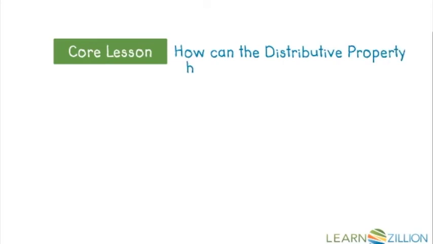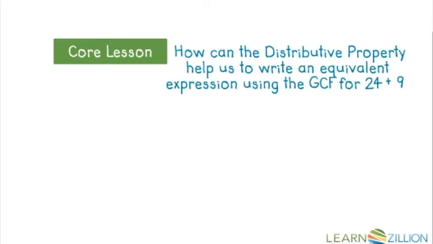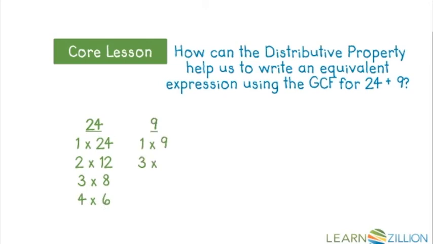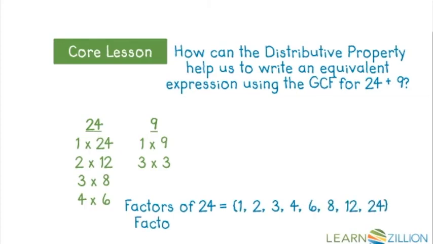So how can the distributive property help us to write an equivalent expression using the greatest common factor for 24 plus 9? Well, I need to list factors for 24, because I have the addends already, and I'm going to list the factors of 9. So I have the factors of 24, and I have the factors of 9. I'm going to circle those that are the same.